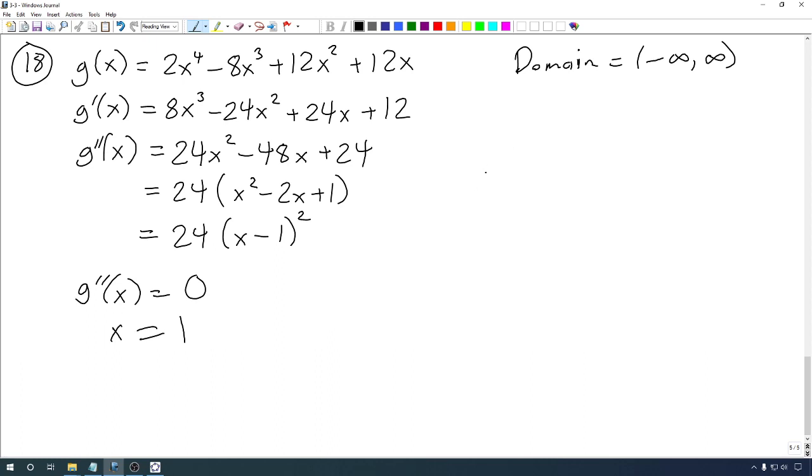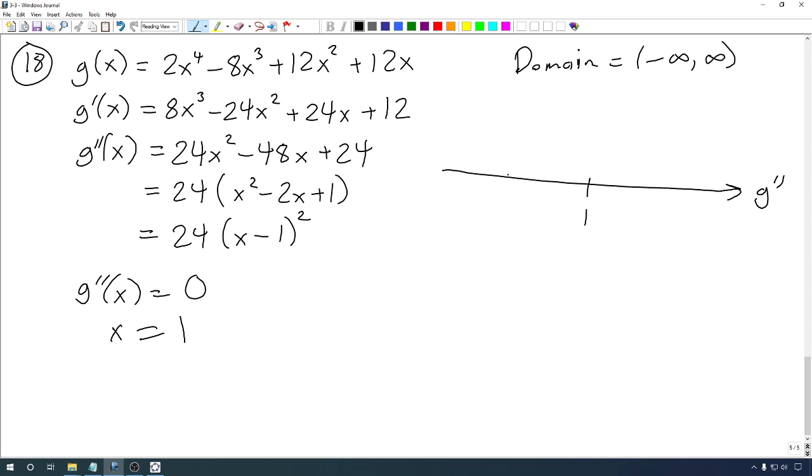Or, well, I shouldn't say inflection point yet, because I don't know if it's going to be an inflection point. It's possible that it won't be. But it is going to be the only number that I'm going to put on my number line. And that's the important thing here. Again, I'm going to go ahead and label this. This is the number line for g double prime.